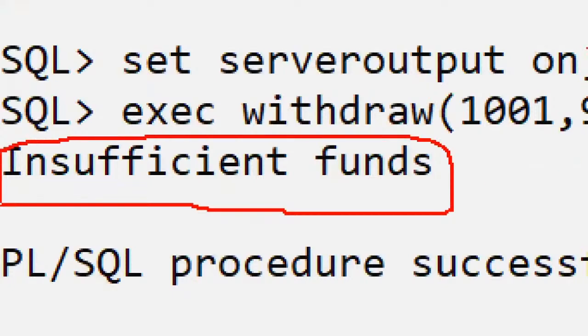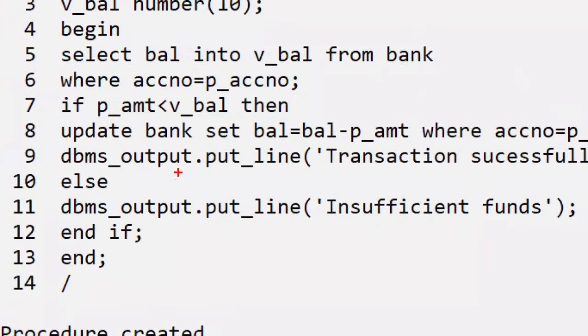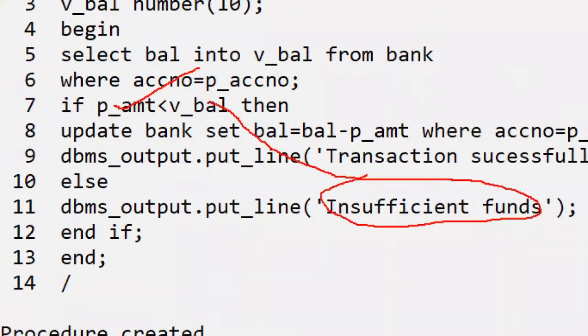How is it possible? This coding is executed, whatever I'm writing. Your amount is more than the available balance. That's why insufficient funds. It will display the message, or not? Yes.